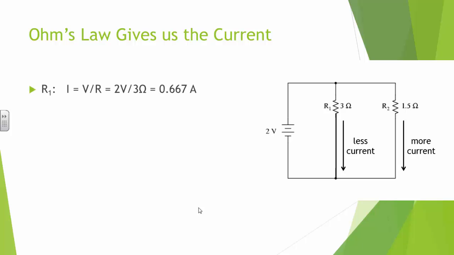The current through R1, well, Ohm's law, I equals V over R. The current's equal to 2 volts over 3 ohms, or 0.667 amps. Now, the current through resistor 2, Ohm's law again applies. I equals V over R equals 2 volts over 1.5 ohms equals 1.33 amps. So not just that it's more current, we know exactly how much.